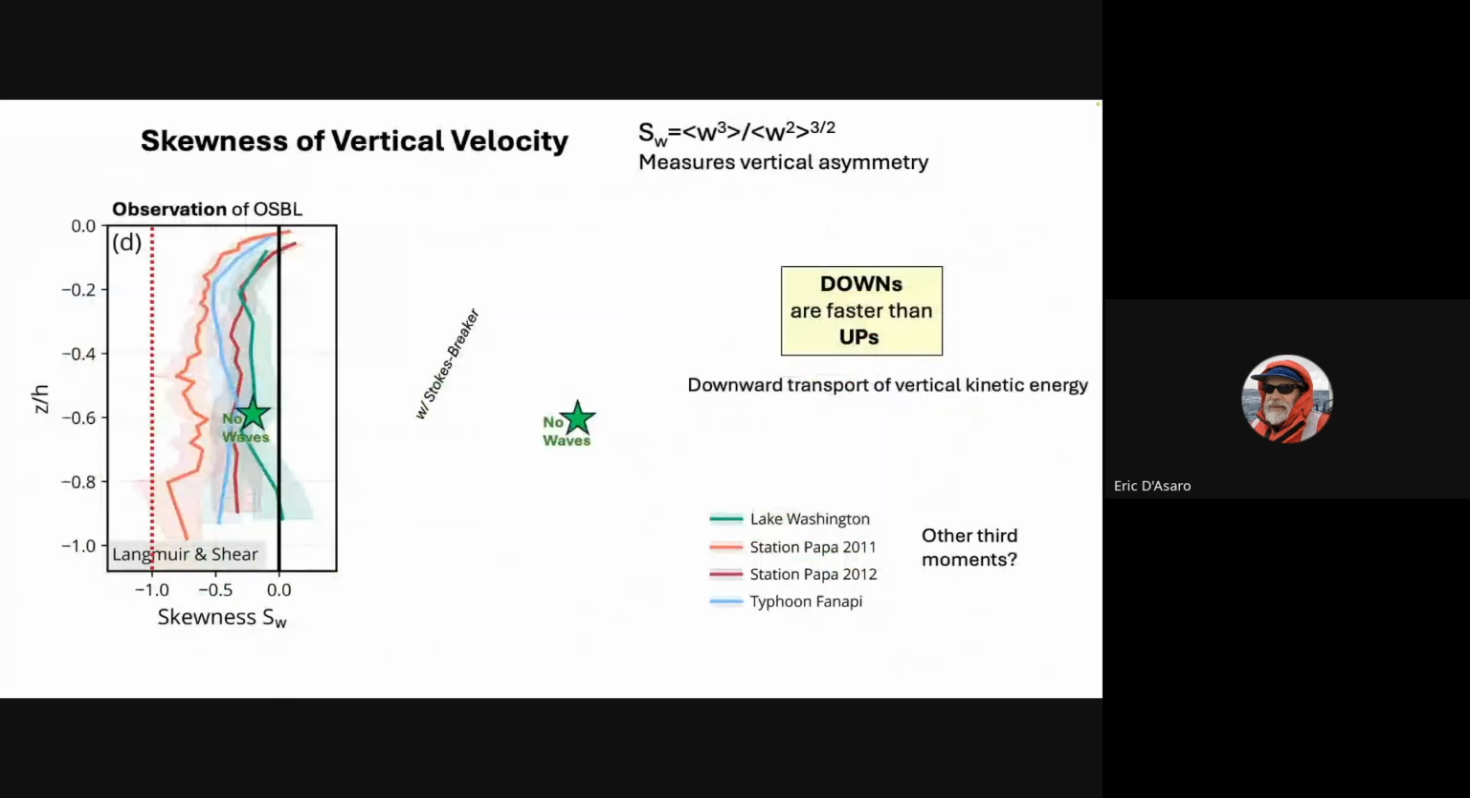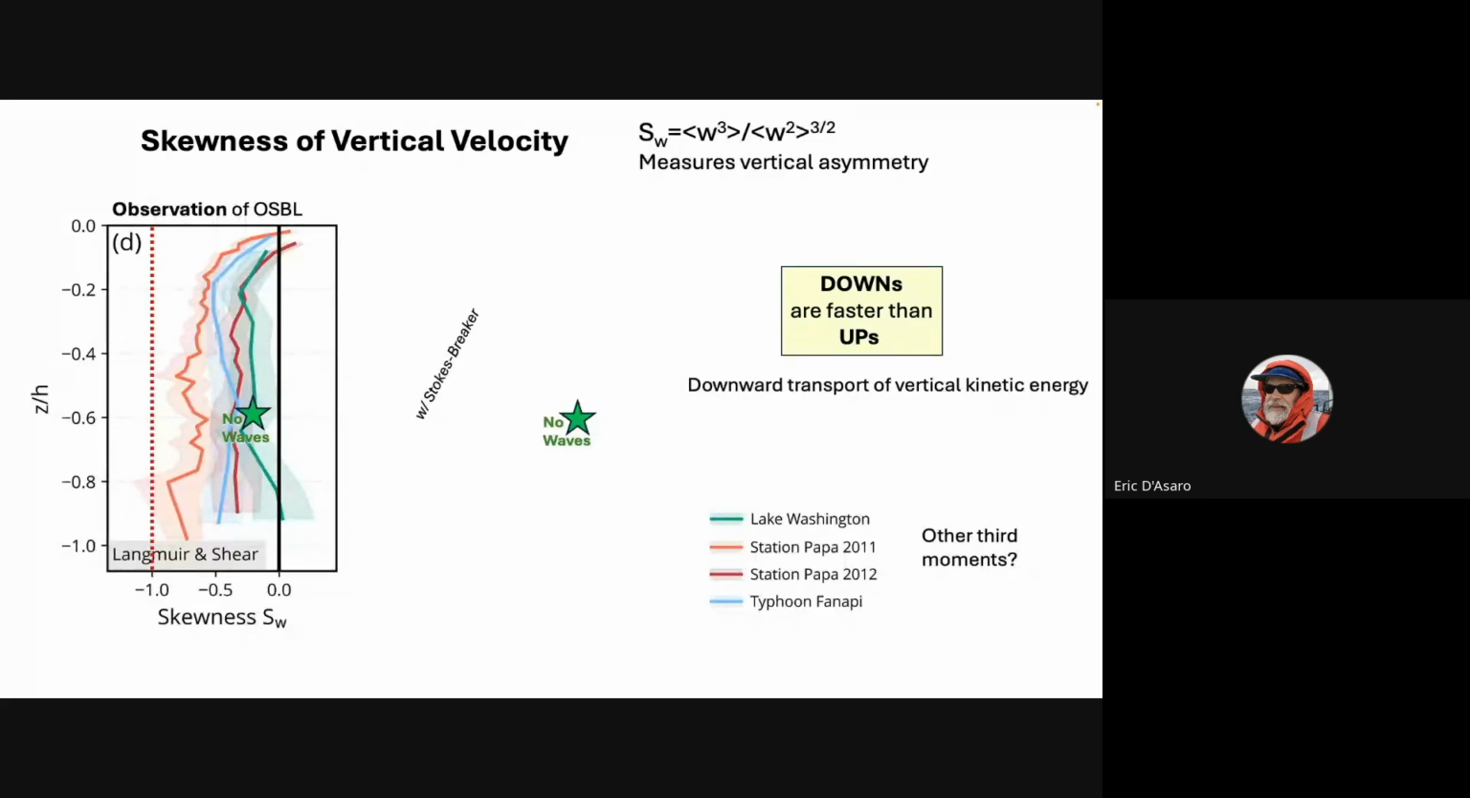Another thing you can do, interesting statistics. You can look at skewness, the cube of the velocity. And it's always negative. What that means is that the downs are faster than the ups. And why are the downs faster than the ups? Because the layer is being forced at the surface. You're energizing at the surface, then it goes down. Well, if it goes down, it has to come up. So it comes up weakly, goes down strong.